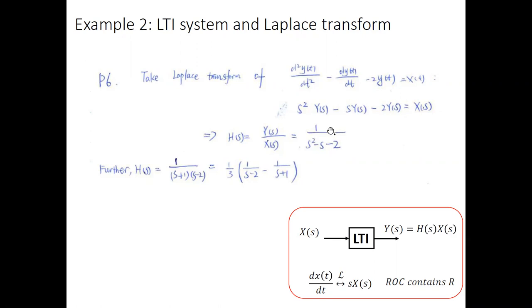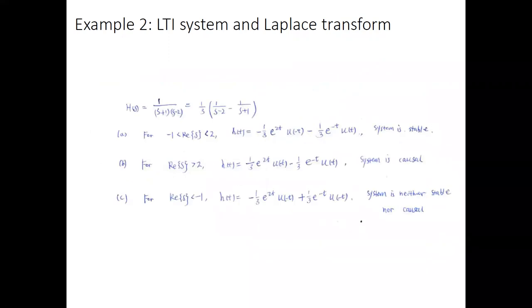To determine small h of t from H of s, we again apply the partial fraction expansion technique. Here I skip the intermediate process just to show the result. So s square minus s minus 2, we can factorize it as s plus 1 times s minus 2 and split as two terms: 1 divided by s minus 2 minus 1 divided by s plus 1. The coefficient is 1 over 3. This is H of s written in the split form.